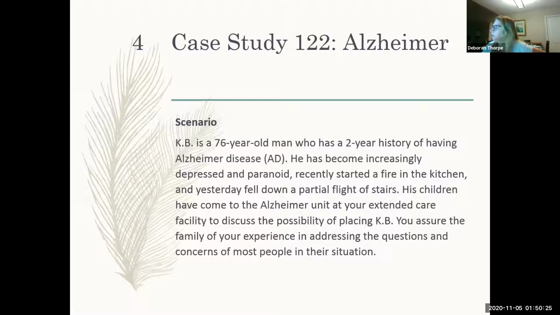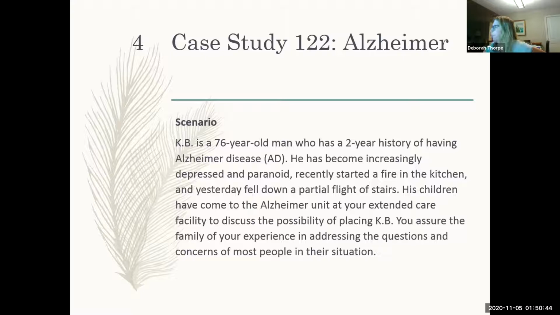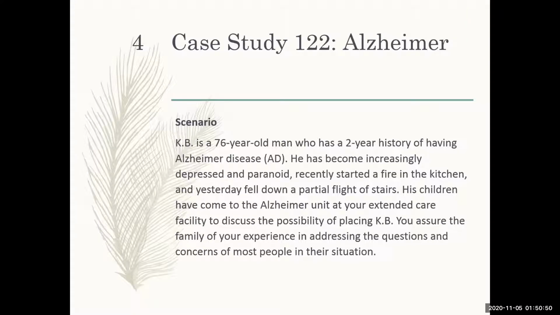Elise, do you want to do number 2? Okay. Number 2 says, what precipitating factors may have resulted in KB's fall? So go back up to the scenario, right? Well, it says he was paranoid. He became increasingly, he was paranoid. That probably has something to do with him starting a fire in the kitchen and his fall.